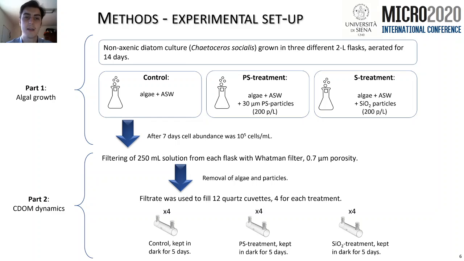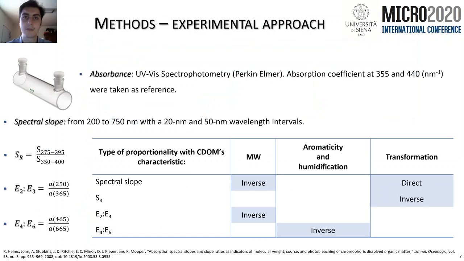After 7 days, cell abundance was enough for starting part 2, related to exploring CDOM dynamics. 250 milliliters of solution from each flask were filtered to remove algae and particles and used to fill 12 quartz cuvettes, which were kept in the dark. The storage in dark conditions avoids photodegradative reactions, so in this way any modification of organic matter was related to the bacterial activities. To explore CDOM dynamics, 5 parameters were taken into account.